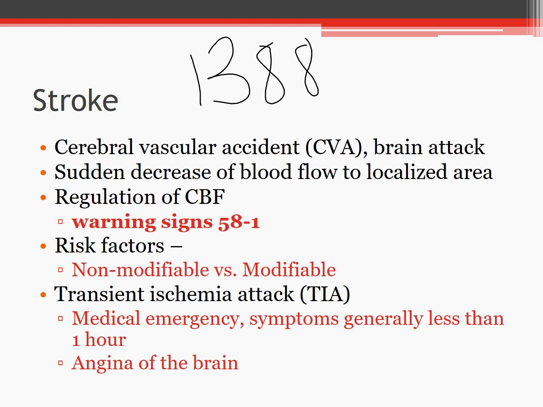than white. When we're looking at modifiable, those things that we can change, just like we've been talking about all year, hypertension, number one. Then we get into diabetes. We've talked about that. Then we get into heart disease.